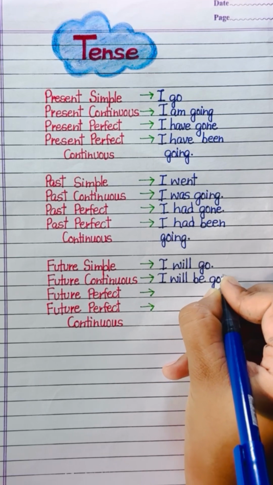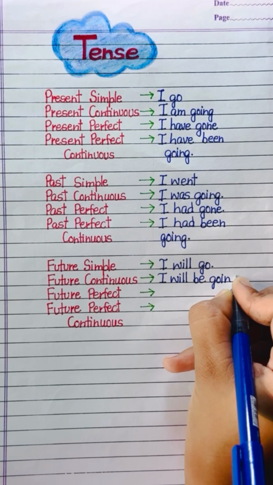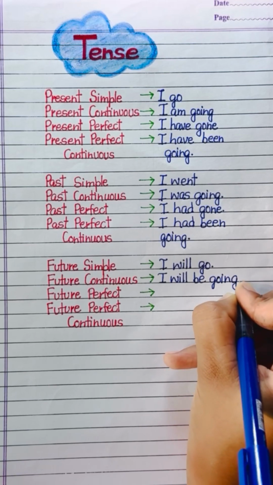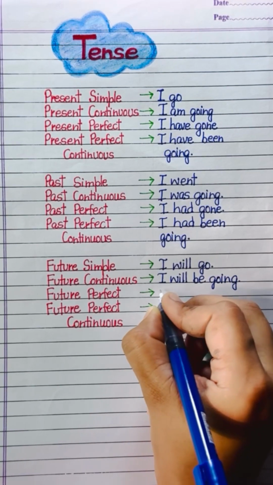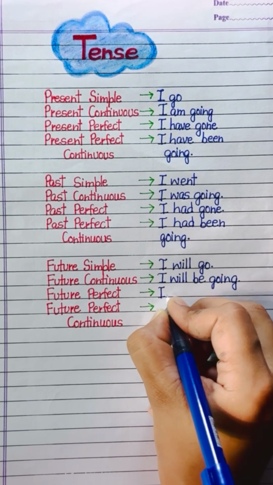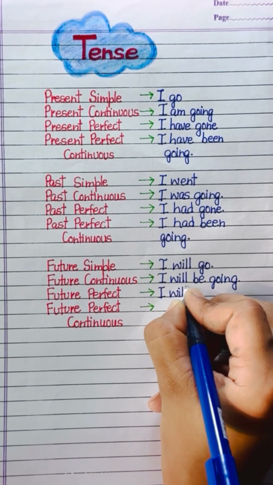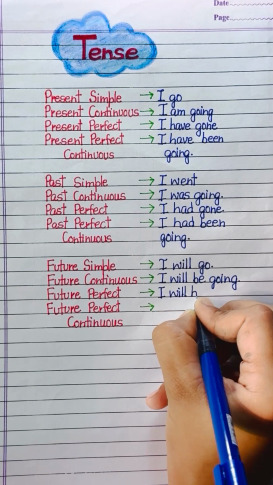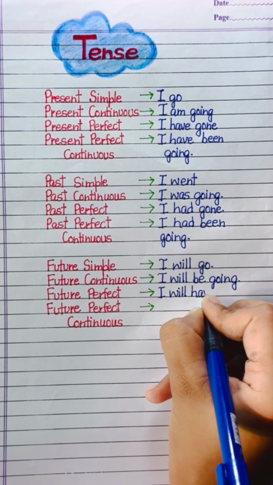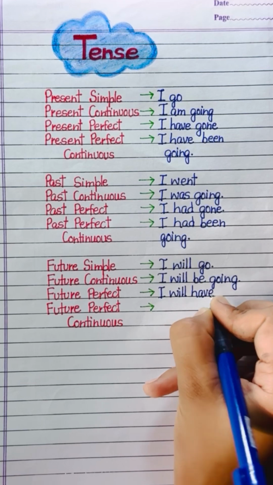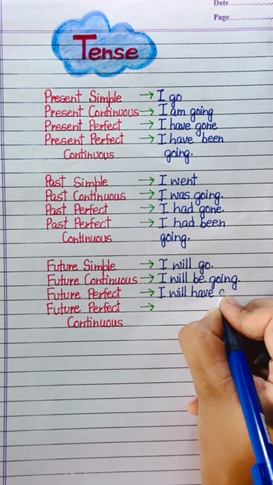Future perfect. In every perfect tense, we use third form of verb. Here we have will, shall have. I will have gone. So we use will have in future perfect tense. Let's see the last one, future perfect continuous.